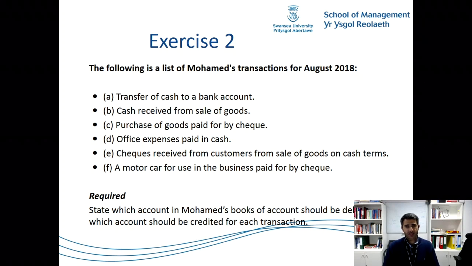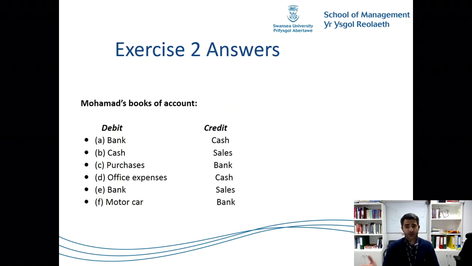Office expenses paid in cash. Now remember, we talk about expenses, and if you go back to the rule, all the expenses should be recorded on the debit side, and of course the money out, because he paid for these expenses by cash, should be recorded on the credit side. So the office expenses should be debit and the credit side should be cash.